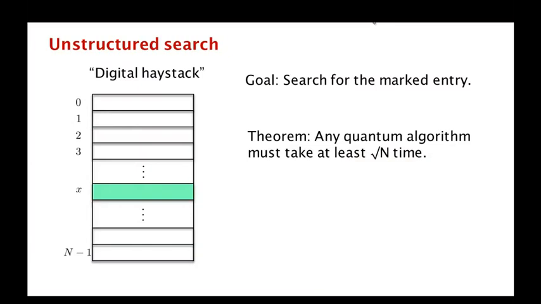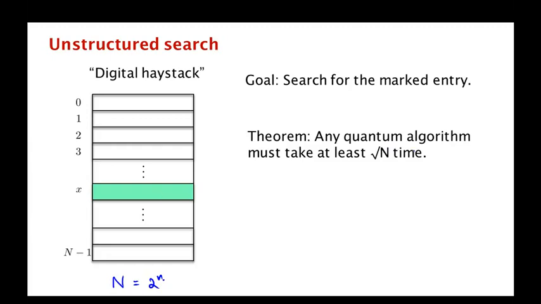We are looking for a needle in a haystack, or a digital needle in a digital haystack. Our digital haystack is a table with capital N equal to 2 to the little n entries, and one of these entries is marked, the proverbial needle, and we are searching for this entry. There's a theorem from the last lecture that any quantum algorithm must take at least square root of N time.